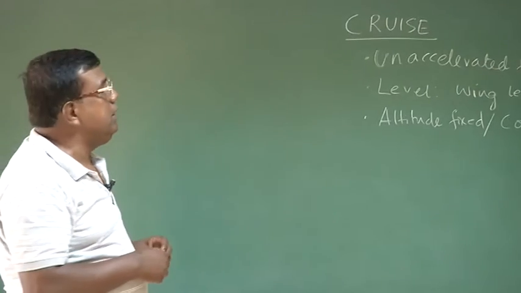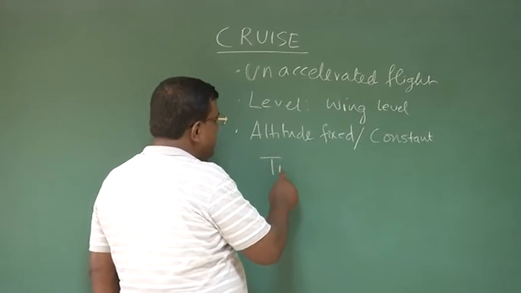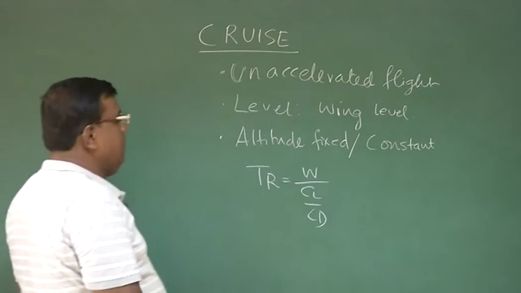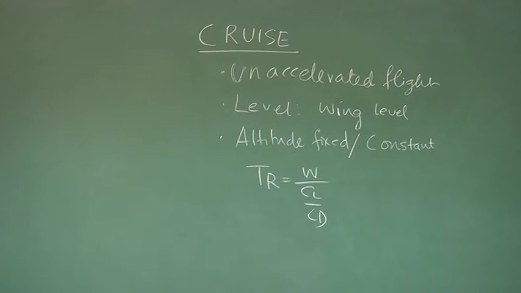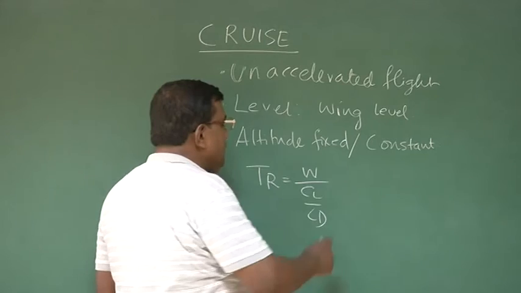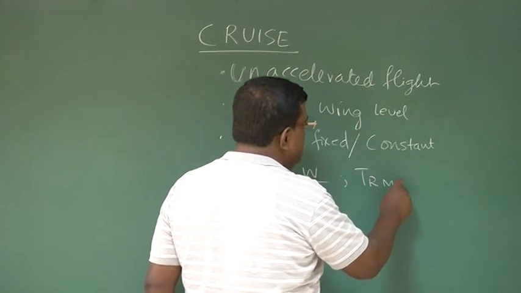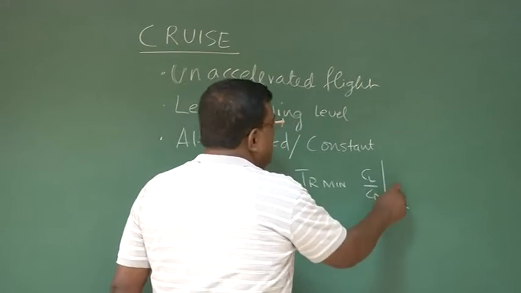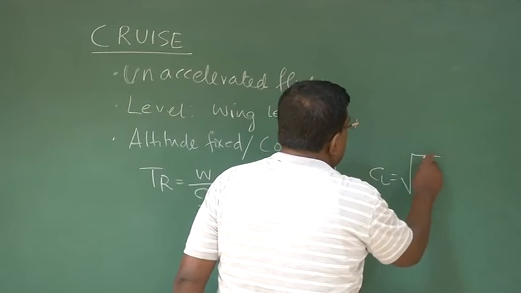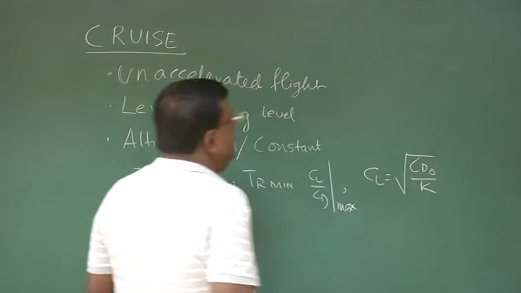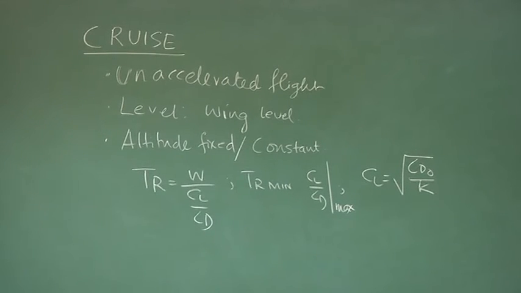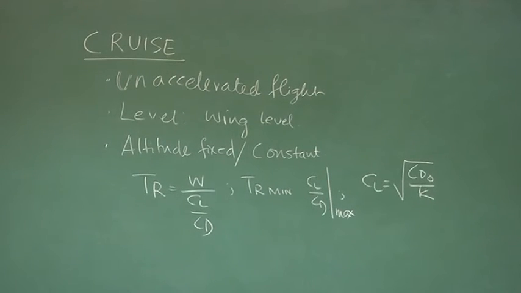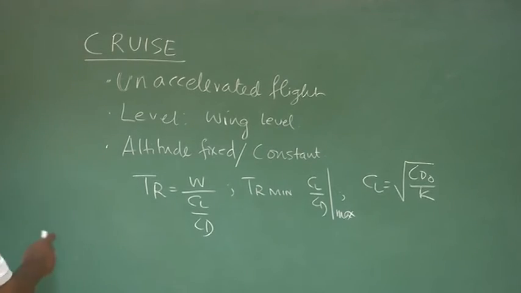Right. This we have understood, and once we understood what is a cruise flight, we tried to understand the thrust required to maintain a cruise flight, and in that we realized that thrust required can be modeled as W divided by CL by CD, and we also understood that to have thrust required minimum, CL by CD should be maximum, and for that we need to fly at a particular CL, which is given by CD naught by K.